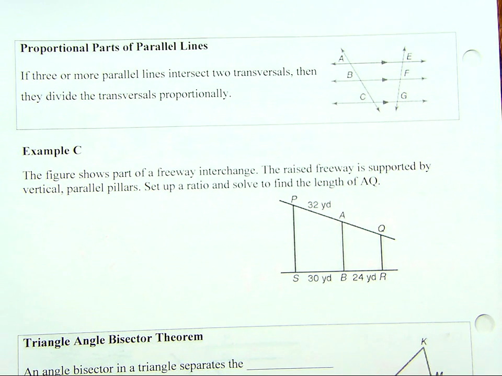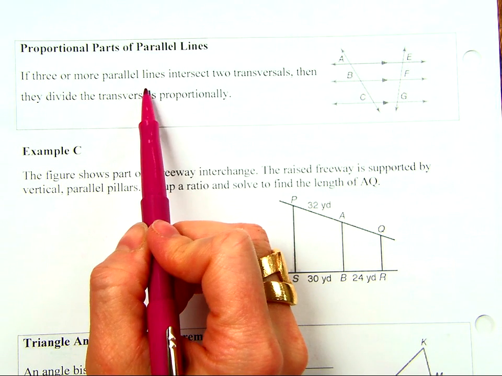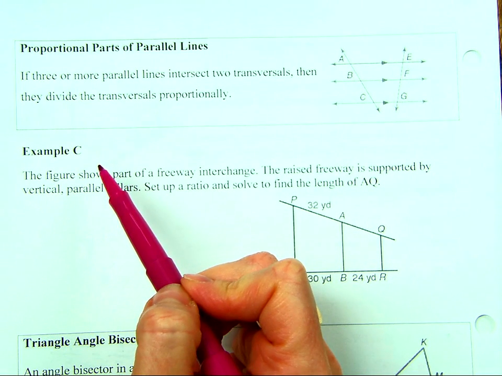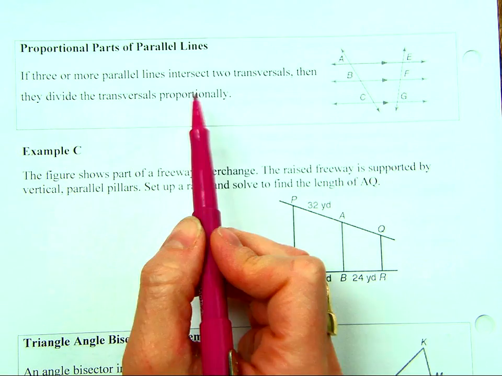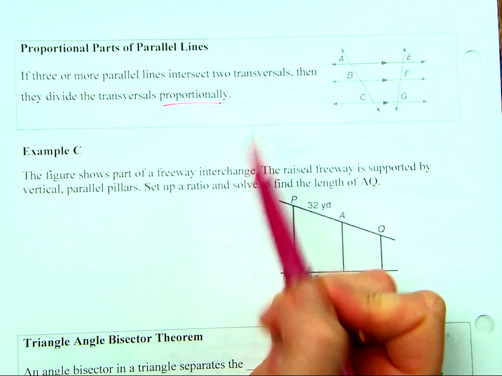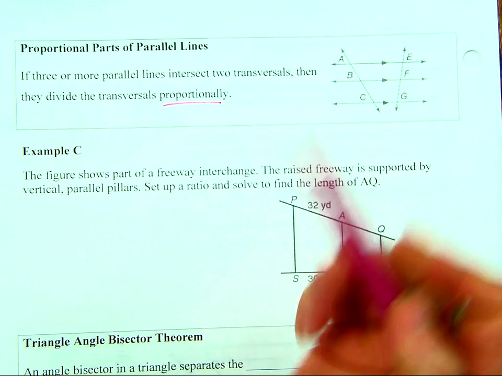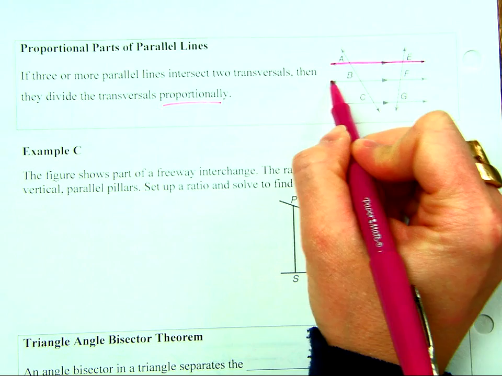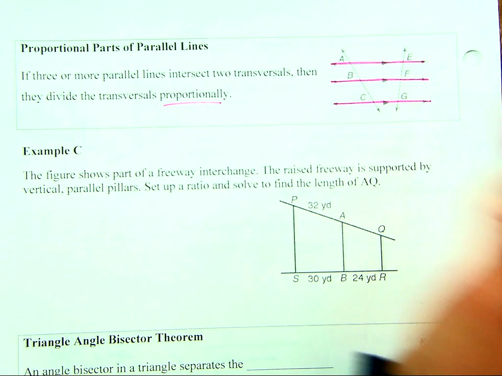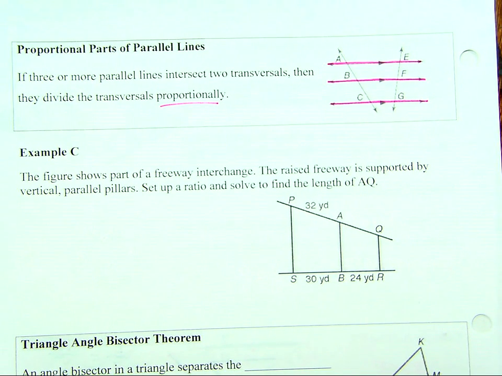On the back, we have the proportional parts of parallel lines. This is going to be very similar to what we were just talking about with our triangle. If you have 3 or more parallel lines intersect 2 transversals, then they divide the transversals proportionally. So here I can see my 3 parallel lines, and I have 2 transversals cutting them.